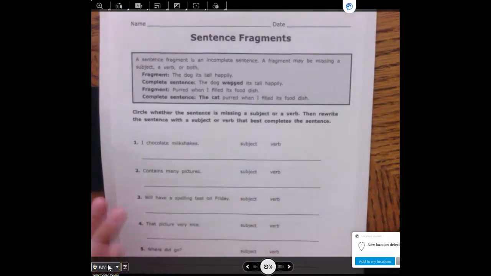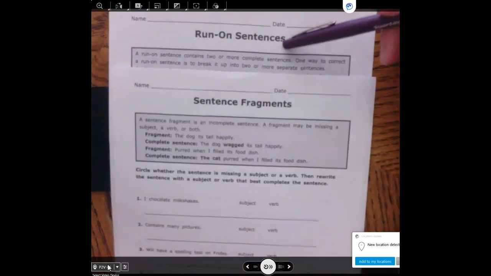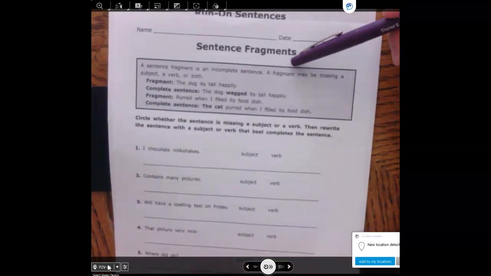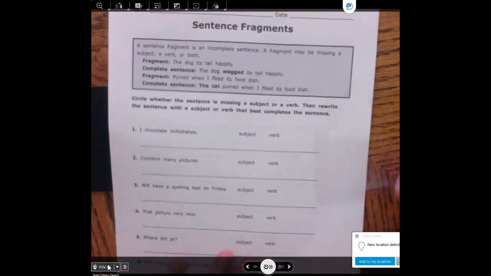Hi guys, we're going to work on our writing for the day. So we have sentence fragments and run-on sentences. I'm going to start with sentence fragments first. I'm going to do 2 of these as an example, and then you're going to be responsible for the rest.